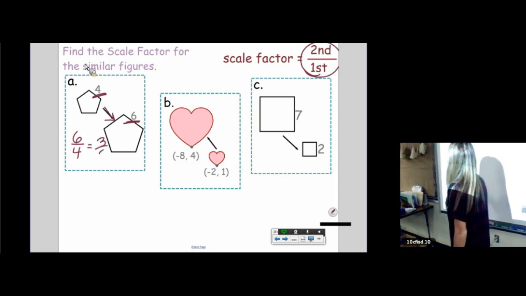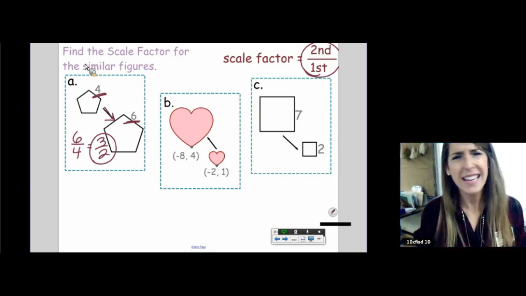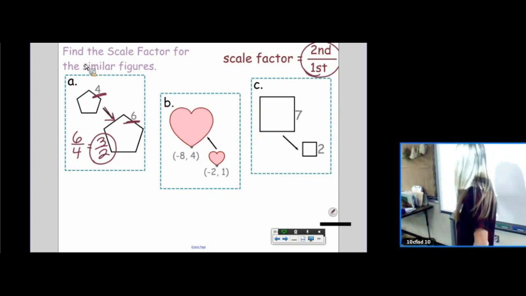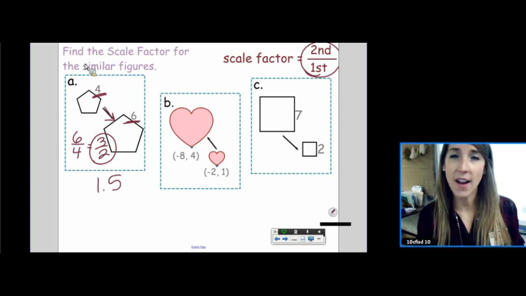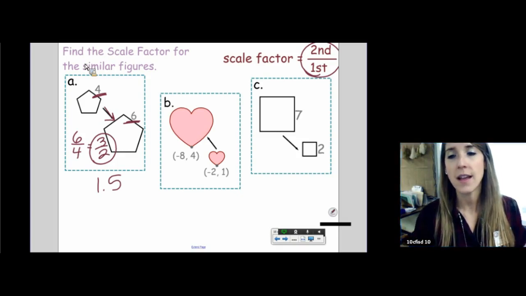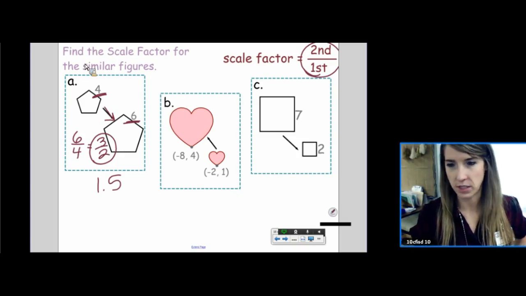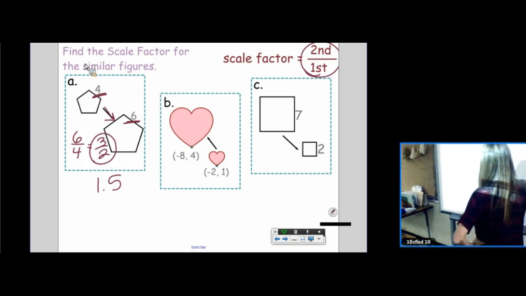I would rather you put scale factor in fraction form. It's not wrong if you put 1.5. That pentagon is 1.5 times bigger. But since scale factor is a ratio, I want to mostly see it in fraction form. And that's how you'll usually see it, like on multiple choice on the test. Okay, what about this one? Be careful which way the arrow's pointing.